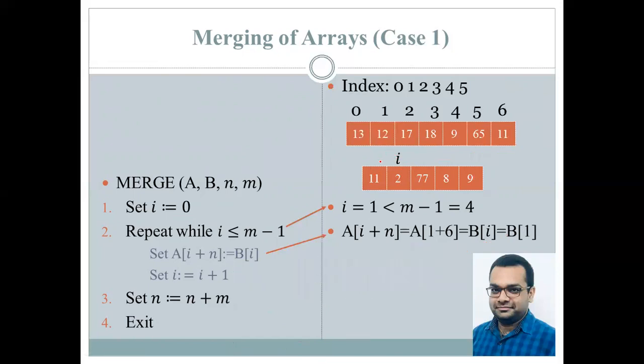Now you can see I has moved over to index number 1. So again, the value of I is compared to m minus 1. Still, it is less than 4. Therefore, A of I plus n, that is the next element, A of I plus 1, that is 7, gets the value of B of 1. And again, this value 2 will be appended over here.